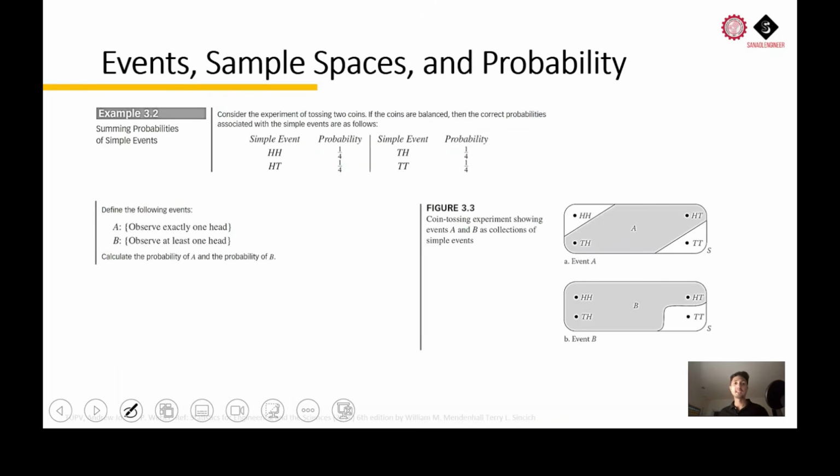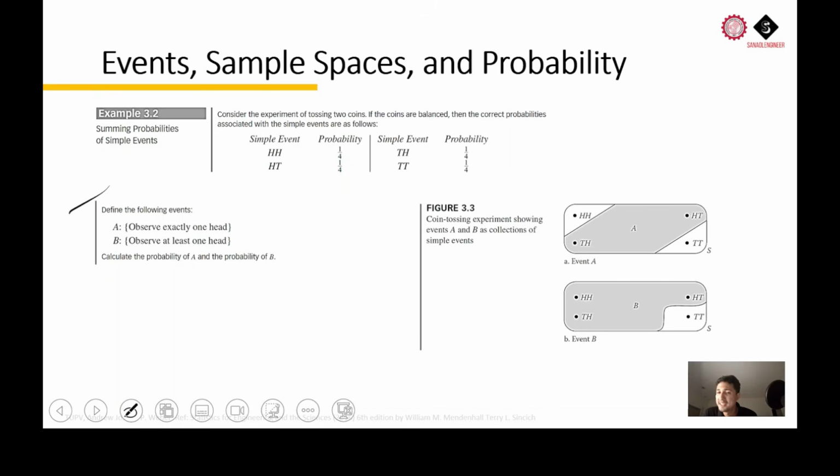Okay. So more examples. Example 3.2. Consider the experiment tossing two coins. I think the same example. If the coins are balanced, then the correct probabilities associated with the simple events are as follows. Simple events: we have HH, HT, TH, and TT. Okay, we have 1/4, 1/4, 1/4, and 1/4. So we have a question here. First, define the following events. A is defined as observe exactly one head.